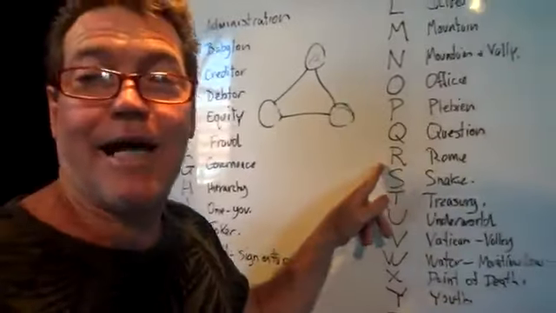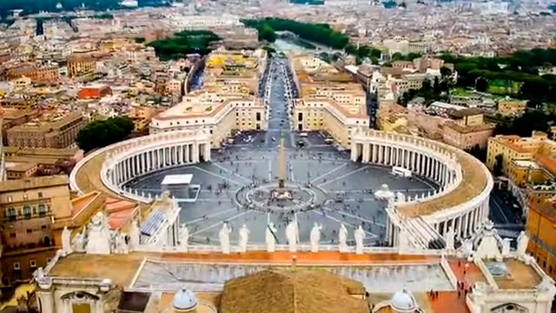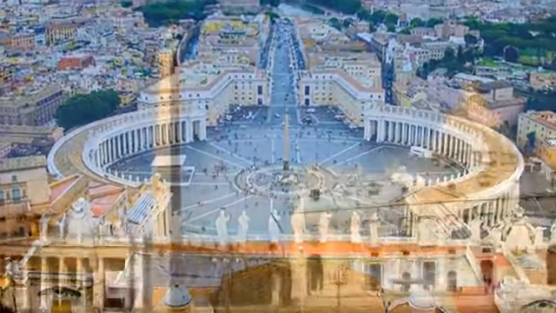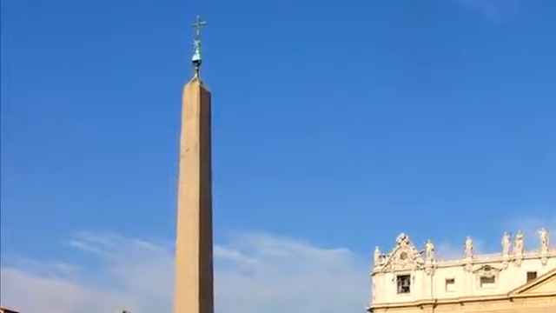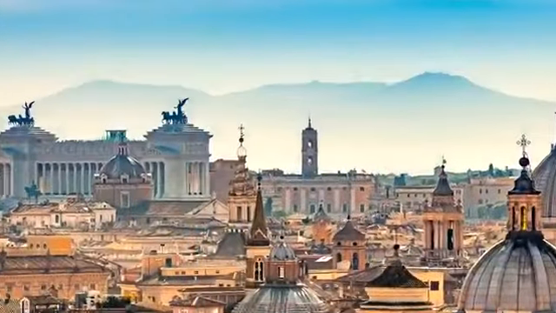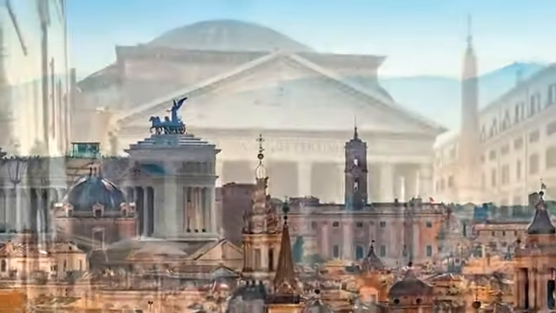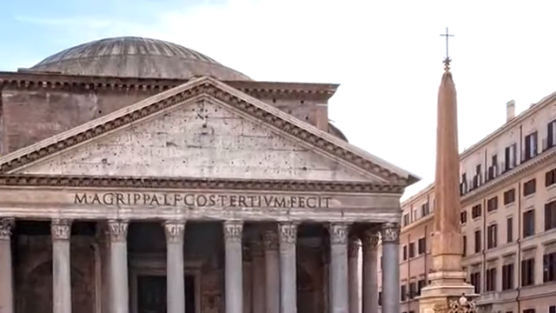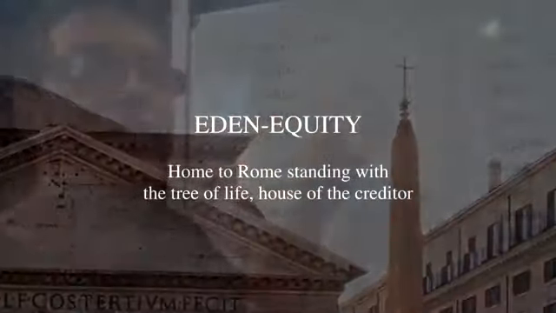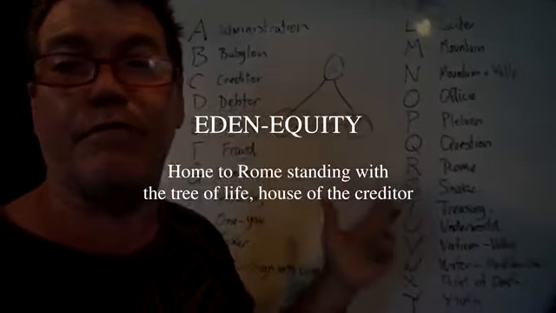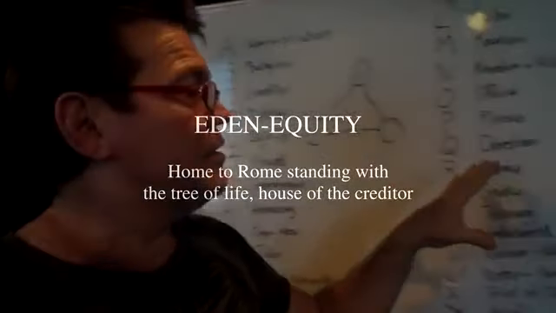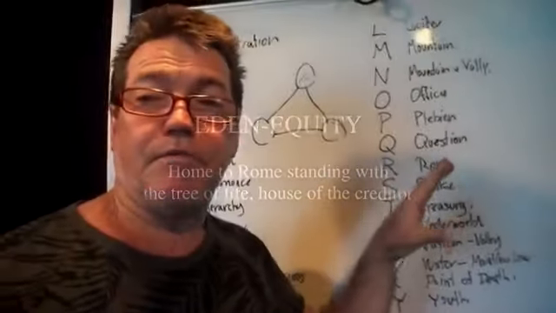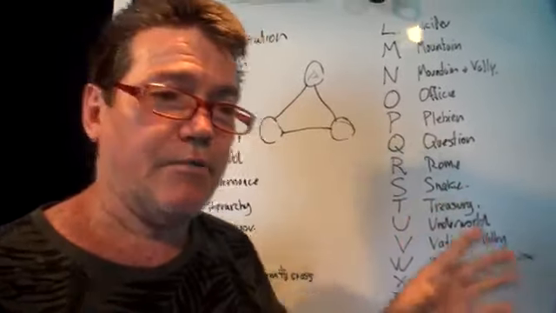Come down to R. R is Rome. Rome owns this. The Vatican owns it. Home to Rome. Home is really just to become the creditor of the system. The Vatican operates it.